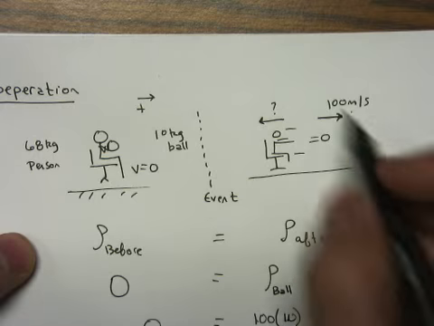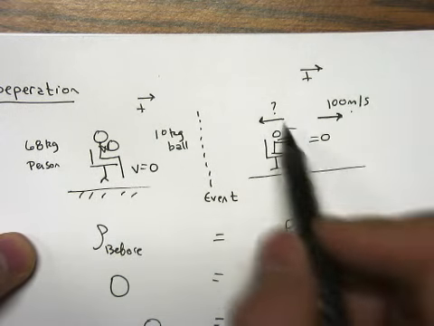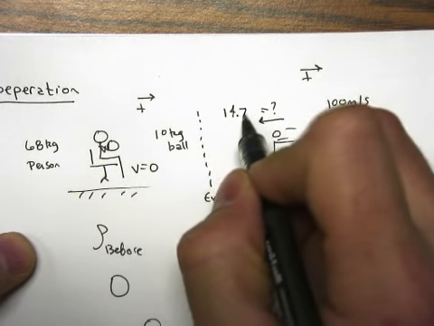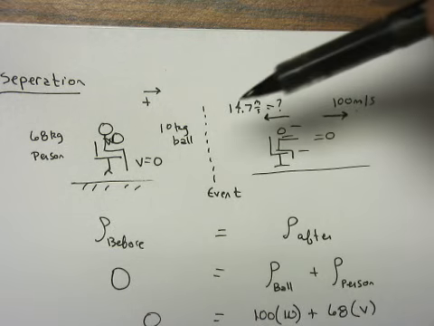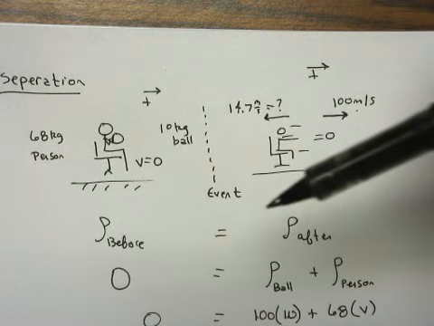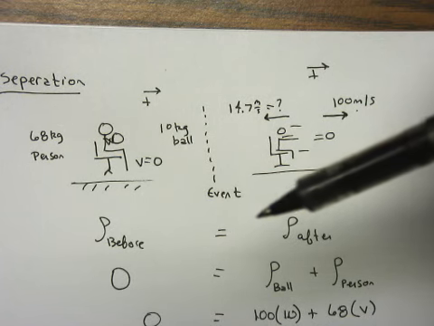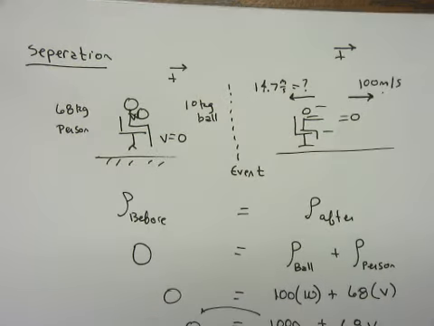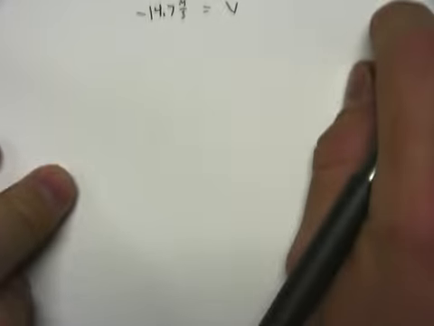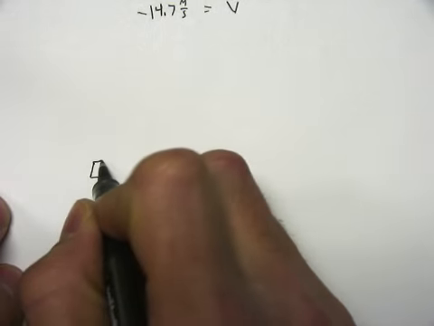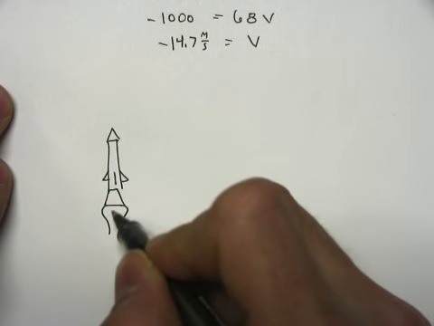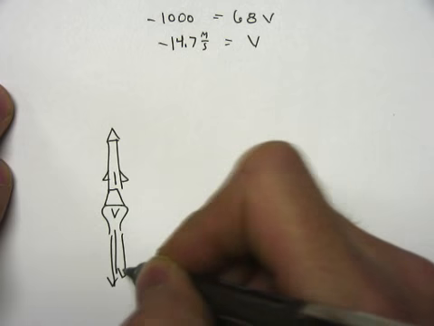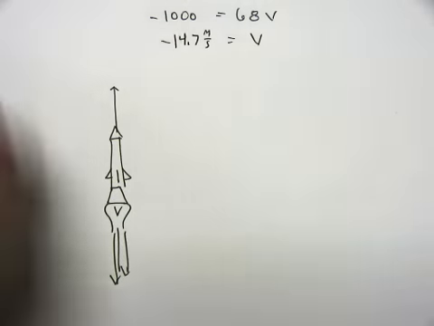Now that makes sense, because remember how we said that positive is forward. So this person is moving this way at 14.7 meters per second. So separations are identical to collisions, just in the fact that something's going to have a negative velocity. And this right here is the entire reason that we have rockets. What a rocket does is it ejects material this way, which propels it that way.